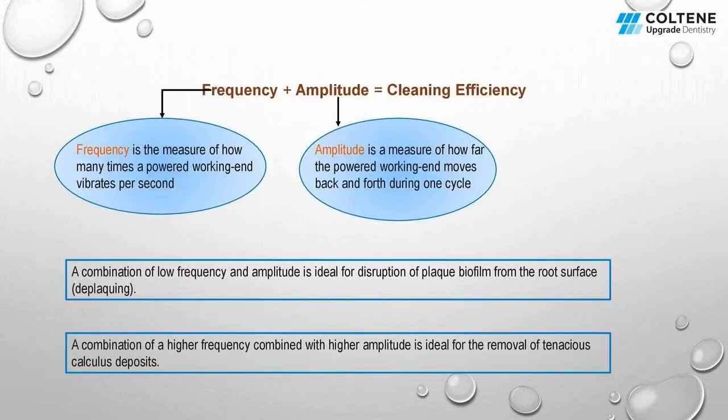Two terms that we frequently encounter during our use of ultrasonics are frequency and amplitude. Now, in a very short way, a combination of low frequency and low amplitude is ideal for the removal of biofilm, and a combination of high frequency and high amplitude is ideal for the removal of tenacious deposits. So that is the main criteria. Frequency basically means how many times a working end vibrates per second, and amplitude means how far a tip moves back and forth in one cycle.